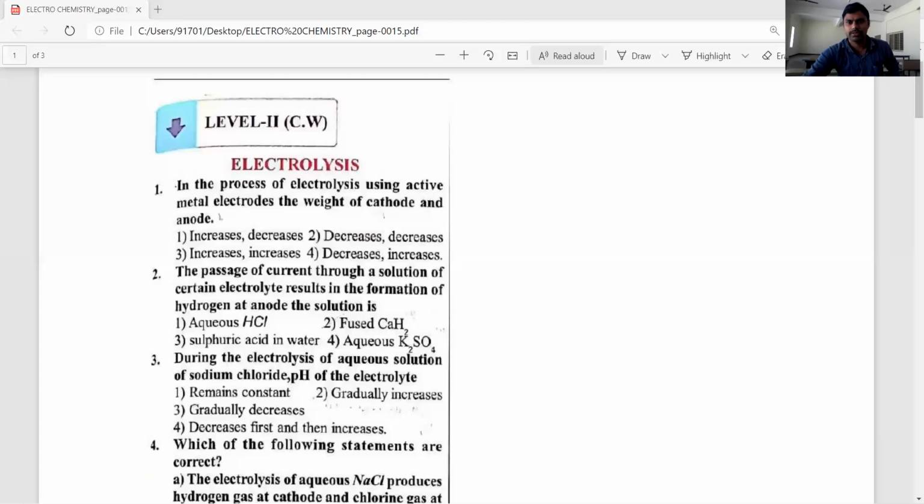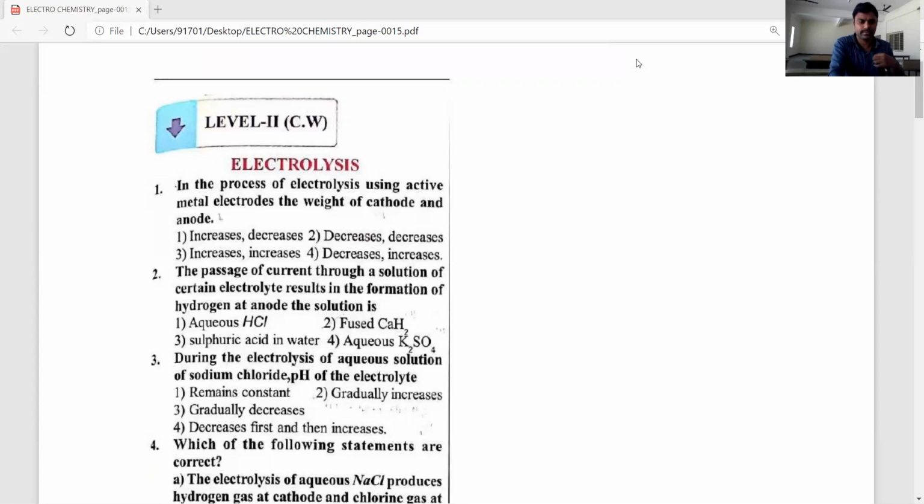Okay, let's see electrochemistry. Objective. The first question, see the electrolysis process. During the electrolysis process, the activated metals are present at cathode and anode. What happens? Okay, cathode and anode. Let's see the first one.